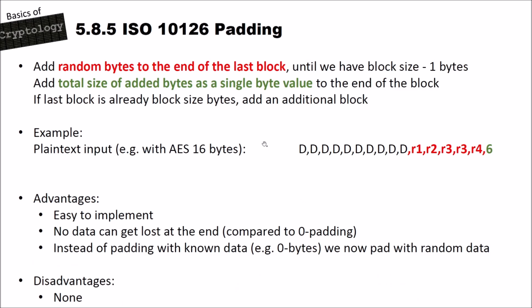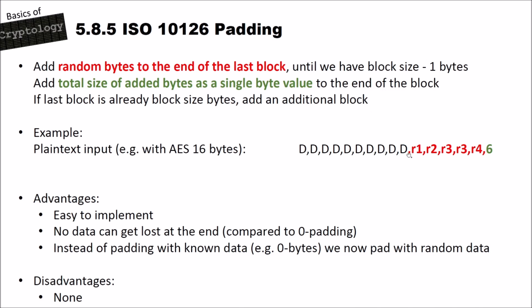Now let's have a look at the ISO 10126 padding. In this mode, we add random bytes to the end of the last block until we have block size minus 1 bytes. Remember, in the last mode, this was also done with some implementations. And we add the total size of added bytes as a single byte value to the end of the block here. And if the last block is already block size bytes, add an additional block. And here is an example.